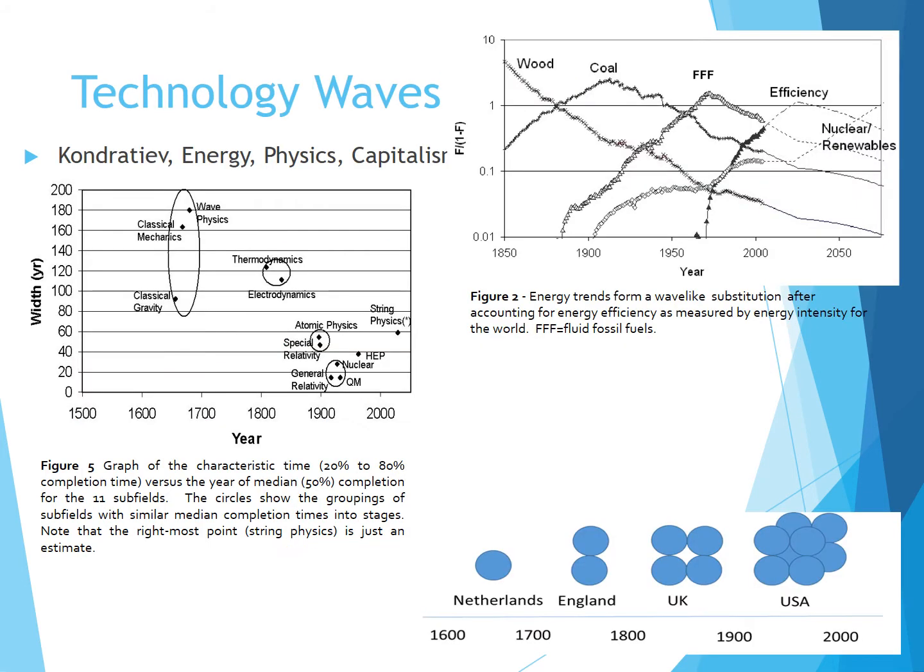So we'll take a look at that a little bit later. Now we'll extend it a little bit to technology waves, and there are various waves of cognitive energy, physics, and capitalism. One of them is the waves of substitution of energies from wood to coal to oil and natural gas, and then to nuclear and renewables. So this is hydro and nuclear power.